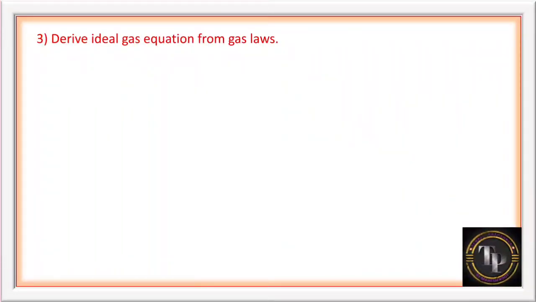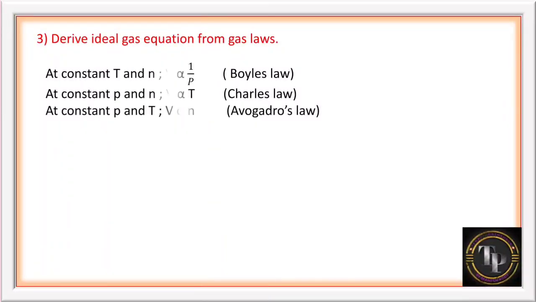So how to derive it? Only three laws you have to write. From combining all 3 laws, you will get one expression, PV is equal to nRT. So that we have to derive. See, first you tell me, at constant temperature and number of moles n, V is directly proportional to 1 by P.